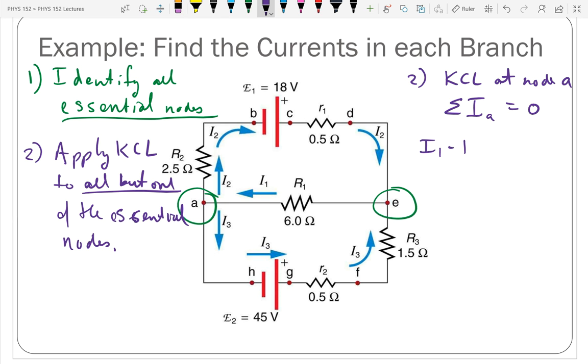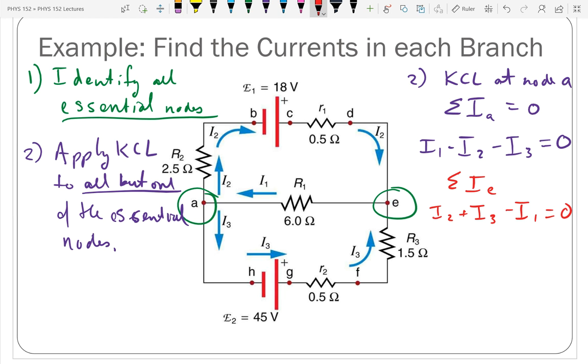I2 and I3. So those are going to be negative. So my sum of the currents equals 0. Now, just for grins, what if Alex had chosen node E? How would that have changed things? If I do the sum of the currents at node E, what's coming in is I2 and I3. And what's going out is I1.